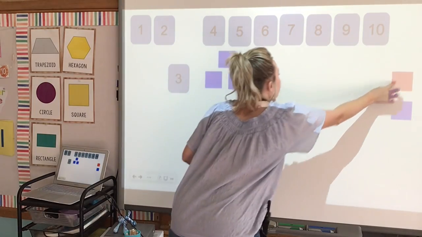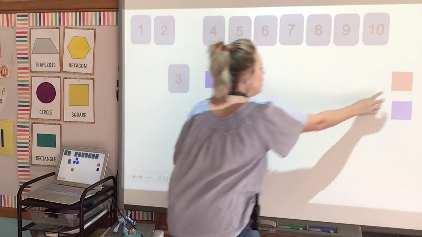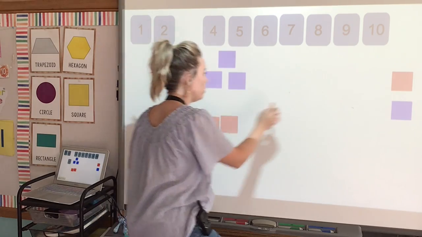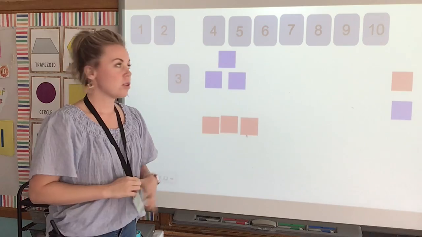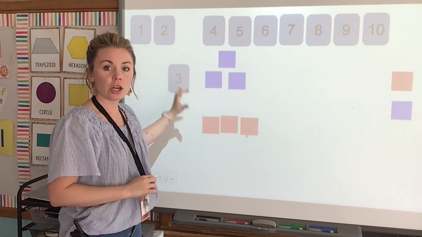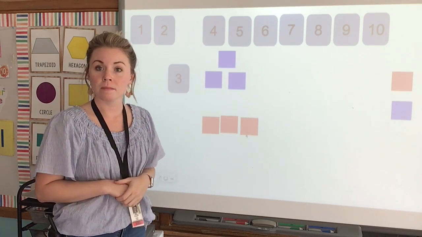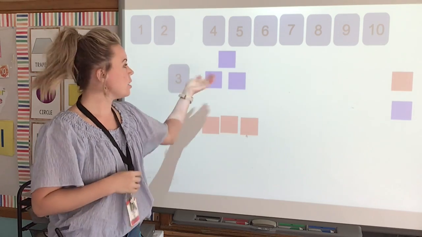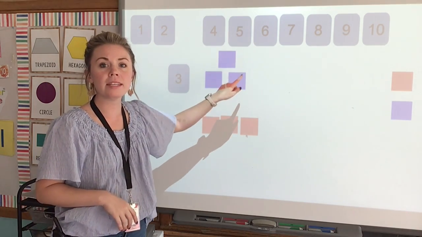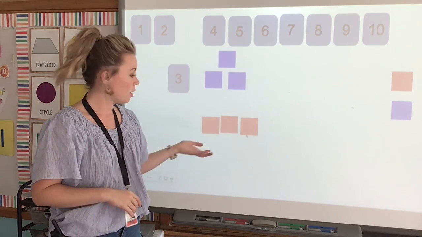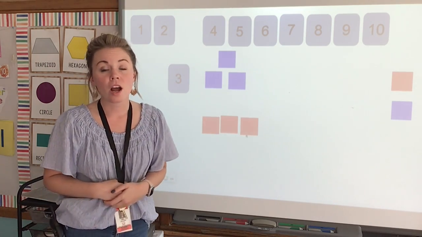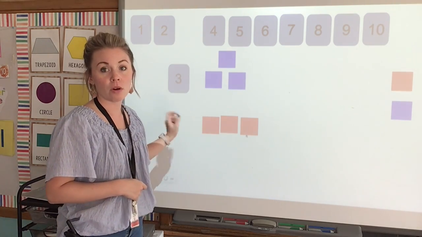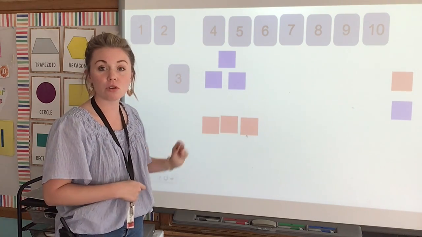Ready? 1, 2, and 3. Awesome. So do these 3 cubes look just like these 3 cubes? No, they don't. These cubes are blue, and they're kind of stacked in a pyramid or a triangle. These cubes down here are red cubes, and they're just in a straight line. But are they both the same amount, or do they have the same number in each group?